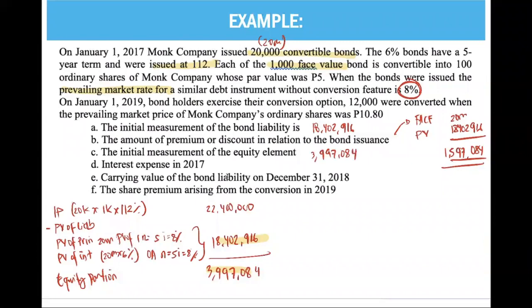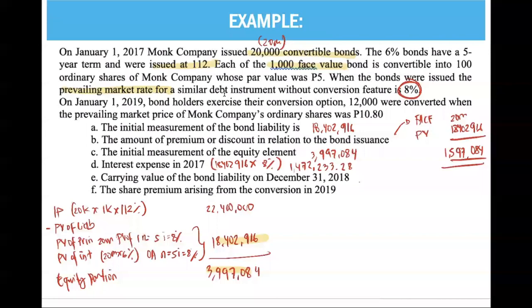Next, for equity portion, we have already computed that: 3,997,084. Now, for interest expense, of course, the same. Whatever you have learned before in your bonds, you will still use it. So if the question is interest expense, that is equal to your initial measurement, 18,402,916, multiplied by your effective interest rate of 8%. So 18,402,916 times 8% will give us 1,472,233.28.